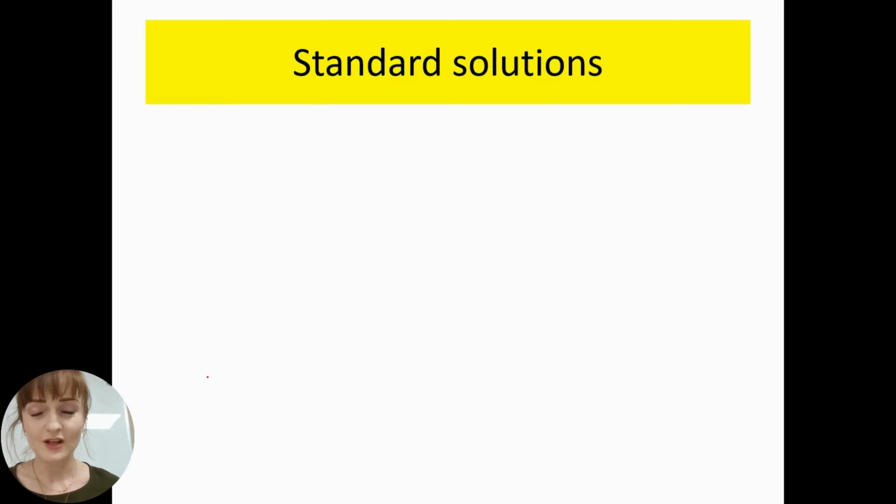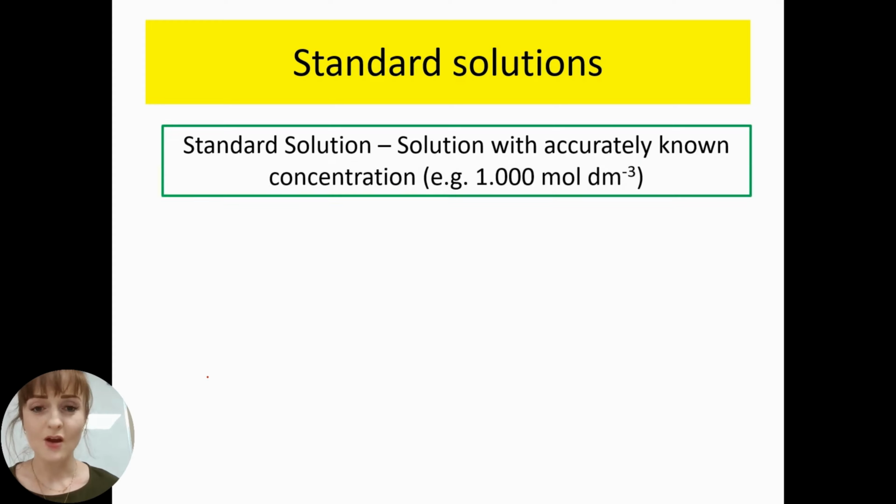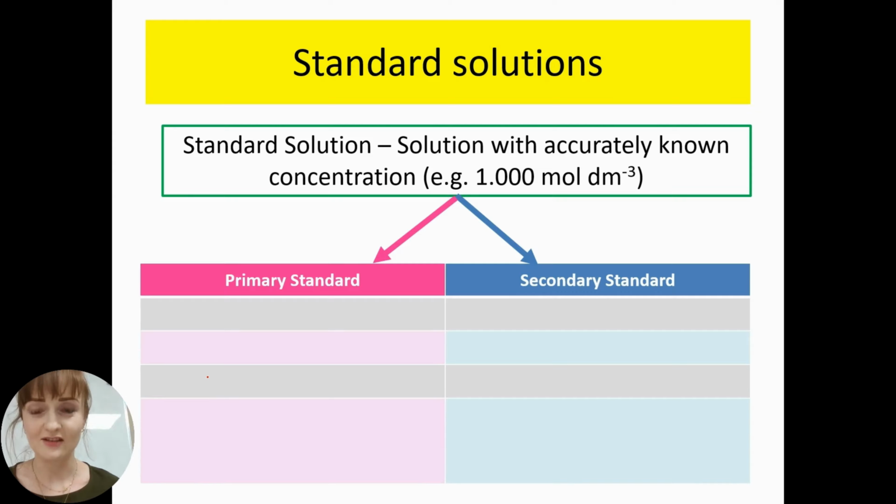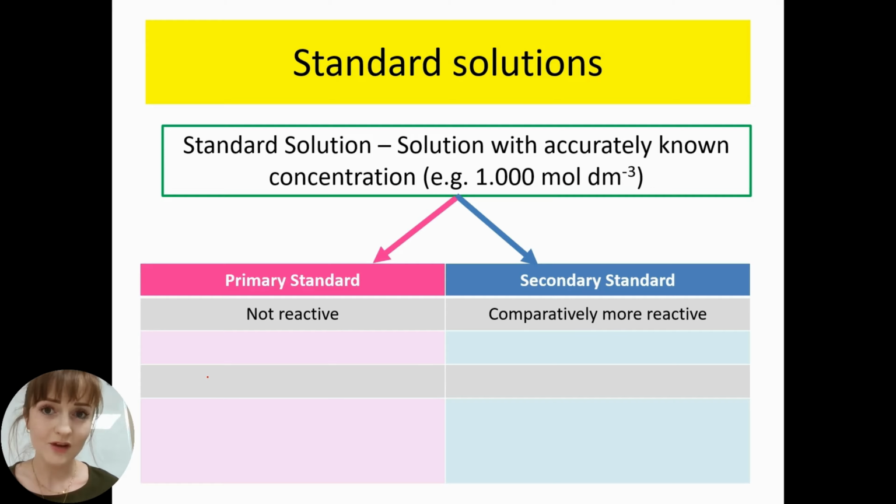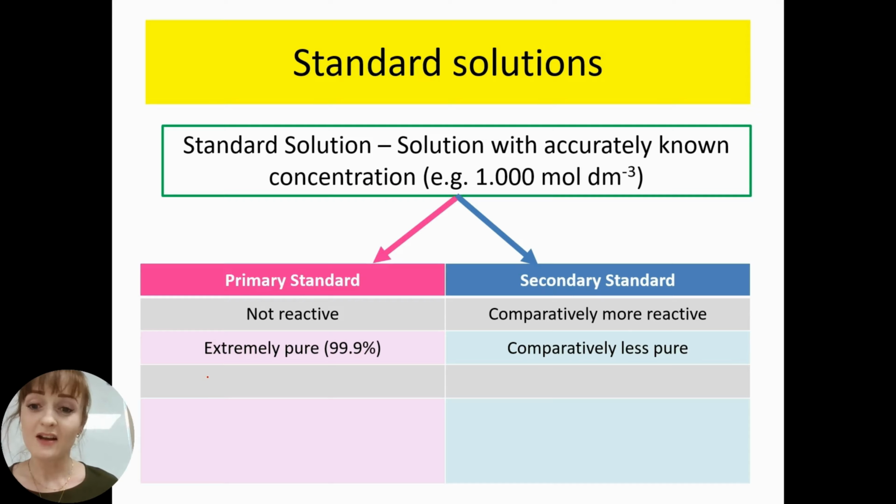A standard solution is one that we are absolutely sure of its concentration. We can divide standard solutions into two types, primary standards and secondary standards. Primary standards are very, very unreactive, and although secondary standards are also unreactive, comparatively speaking, they're just a little more reactive. Because they're very unreactive, primary standards then are extremely pure, and again, although secondary standards are quite pure, they're comparatively a little bit less pure.